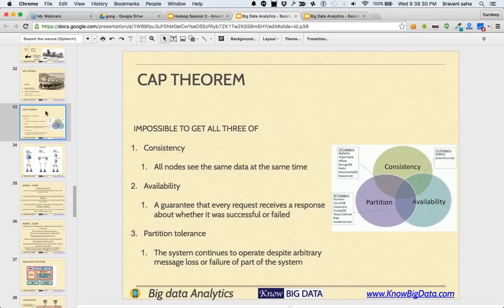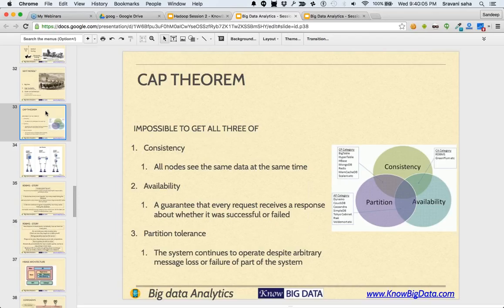Let's first understand what we mean by C. C is for consistency, meaning all the nodes are seeing the same data at the same time. If you just wrote the data and you are reading just after a microsecond, you should get exactly the same data. That is consistency. If another user reading after a microsecond or a nanosecond gets the older data, that's not consistency.